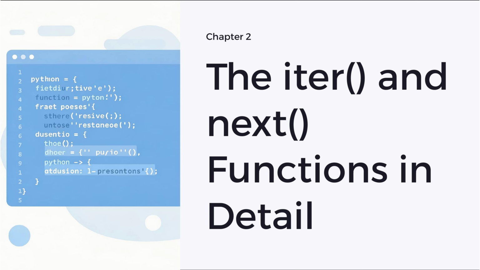The iter function is pivotal in Python's iteration protocol, transforming iterable objects into iterators. It accepts one or two arguments, enabling advanced iteration patterns. With a single argument, it returns an iterator. With two, it repeatedly calls a function until a sentinel value is reached. This function is essential for explicit iteration control.